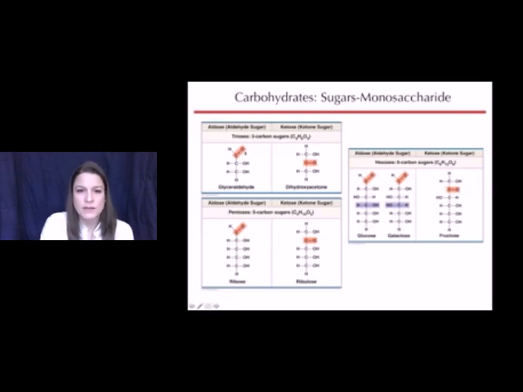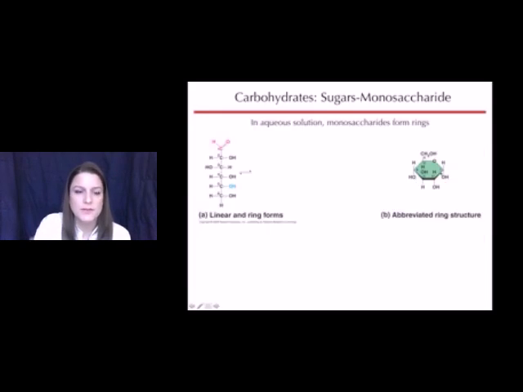And ones that are longer than 3 tend to form rings when they're in aqueous solution, so when they're in water. And as you know, the body is made of predominantly water, 70 to 95% water in a cell. And so this is the state that they're going to be found in. So if we actually look at the ringing up of the linear molecule, it does fluctuate back and forth, but it's preferentially the ring form in water.